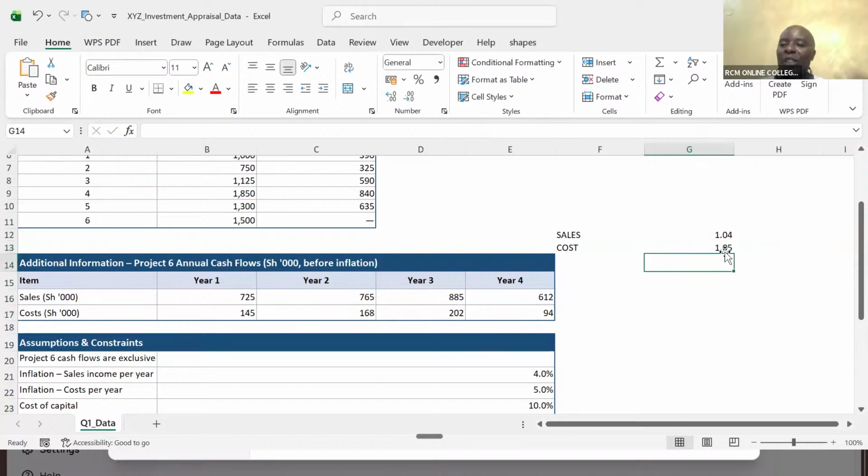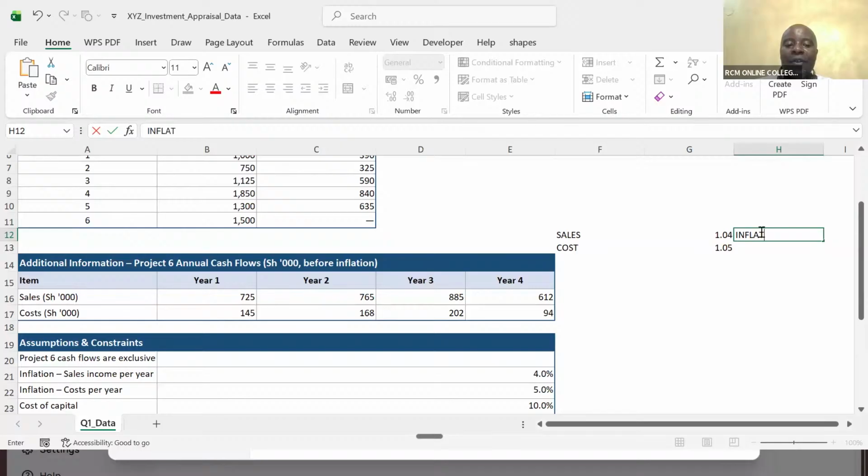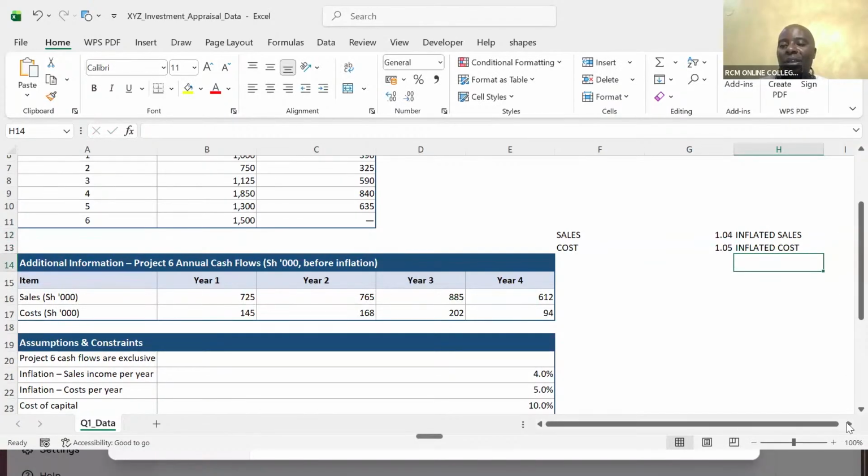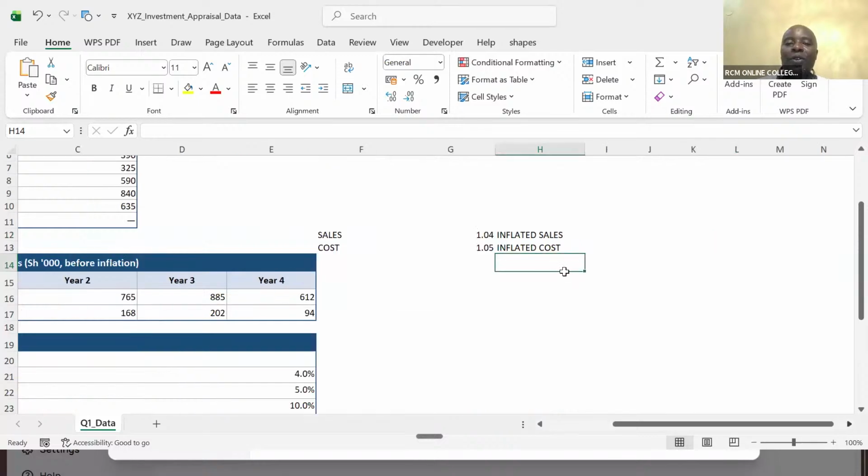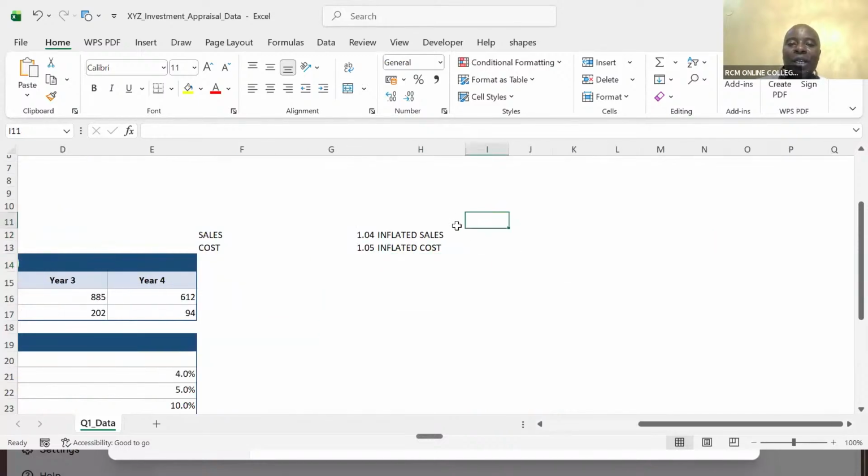All right, my good students. What I then need to do is mention here inflated sales and inflated cost. So we have here inflated sales, and then down here we have inflated cost. Inflated cost like that. Great. Remember, this will be for the first 4 years. Don't forget that. So we have our years, and we're going to put our years here.